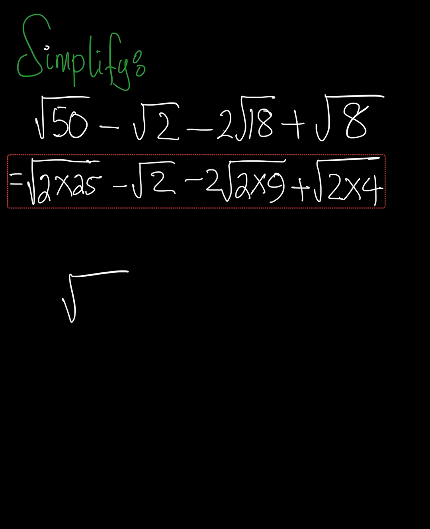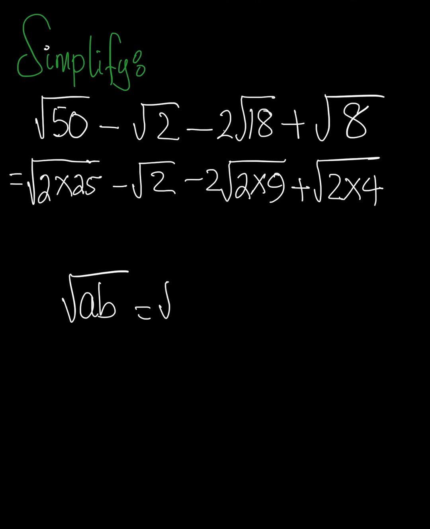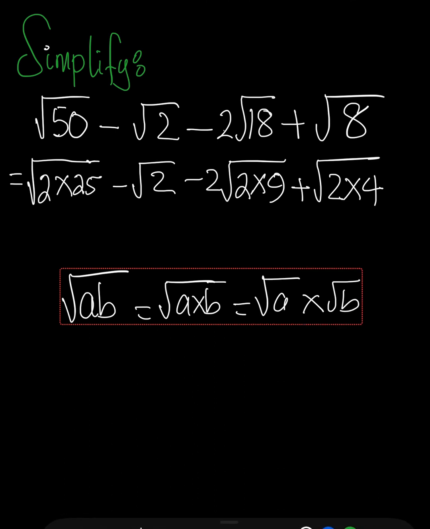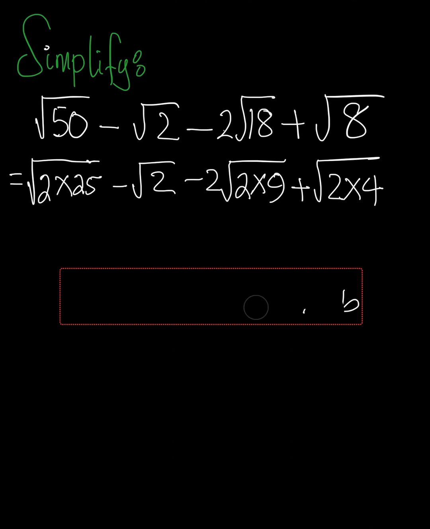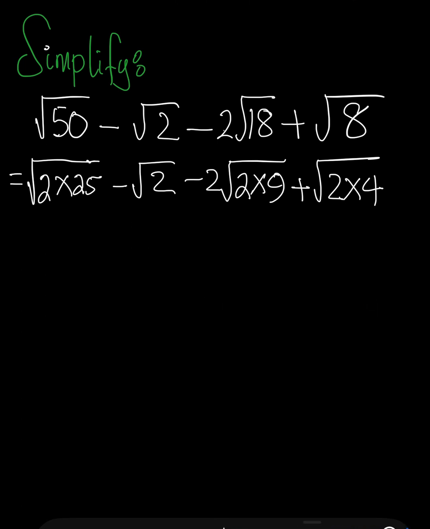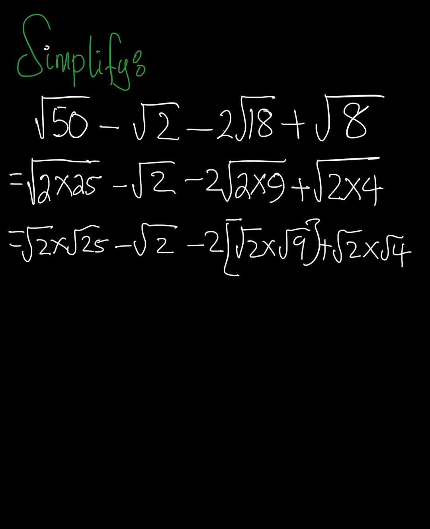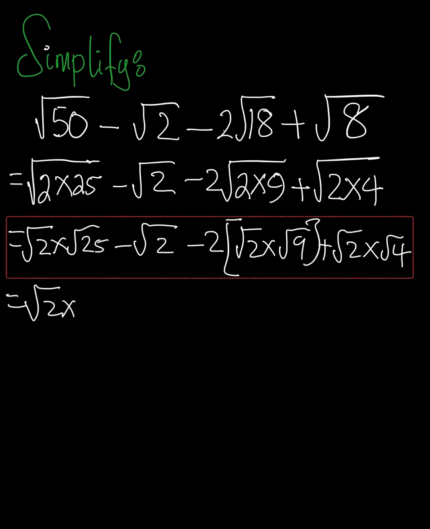Now remember the rules. If you have AB, the square root of AB is the same as the square root of A times the square root of B. So these are some of the rules that we are going to be using in solving this particular problem. All right, now here we're going to have square root of 2 multiplied by square root of 25 because of that rule, minus 2 multiplying square root of 2 times square root of 9, plus square root of 2 multiplying square root of 4, in that order. We're going to get square root of 2 multiplied by 5 minus square root of 2.